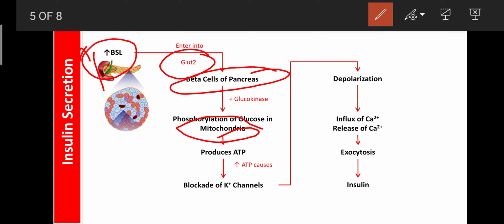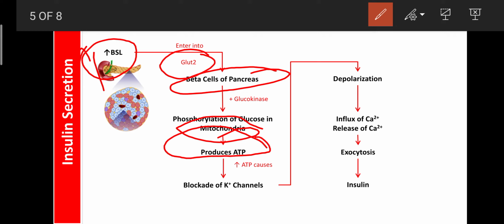Already you have learned in biochemistry that glycolysis begins with the enzyme hexokinase, or glucokinase. Lack of that enzyme, the glucose cannot be metabolized. So in the beta cell, the glucose enters where the glucokinase enzyme is present. It can metabolize or phosphorylate the glucose. Due to phosphorylation of the glucose, it produces ATP.